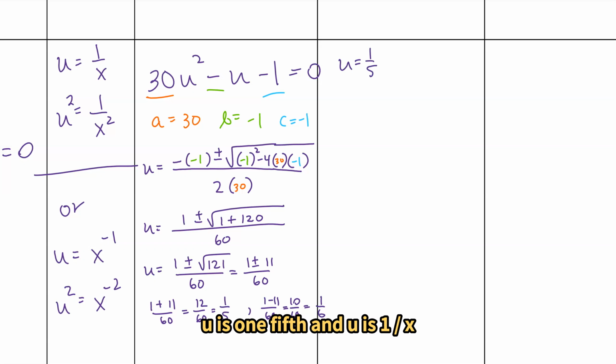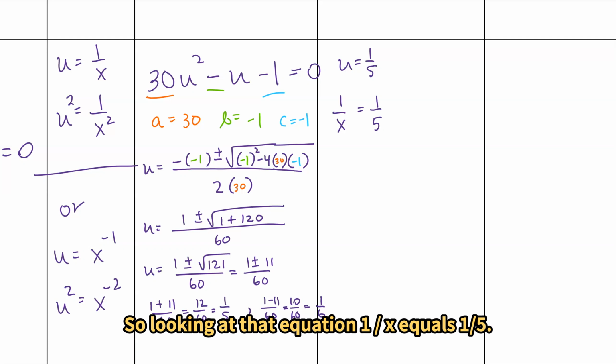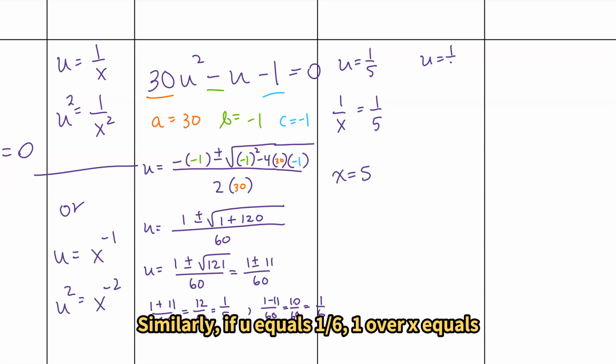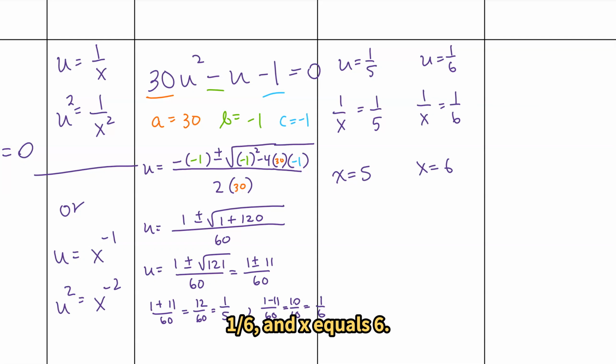U is 1/5. And u is 1 over x. So looking at that equation, 1 over x equals 1 over 5. Can you figure out what x should be? Yeah, x should be 5. Similarly, if u equals 1/6, 1 over x equals 1/6, and x equals 6.